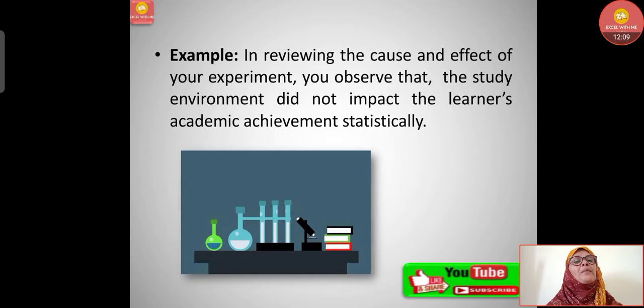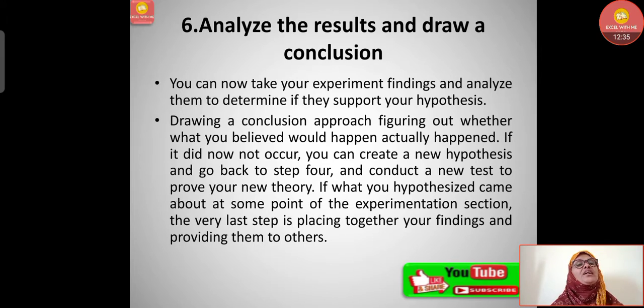Now let's see the example. In reviewing the cause and effect of your experiment, you observe that the study environment did not impact the learner's academic achievement statistically. Whichever hypothesis you have made, you have to test here, that is, whether the study environment doesn't have any impact on learners' academic achievement statistically, we are telling.